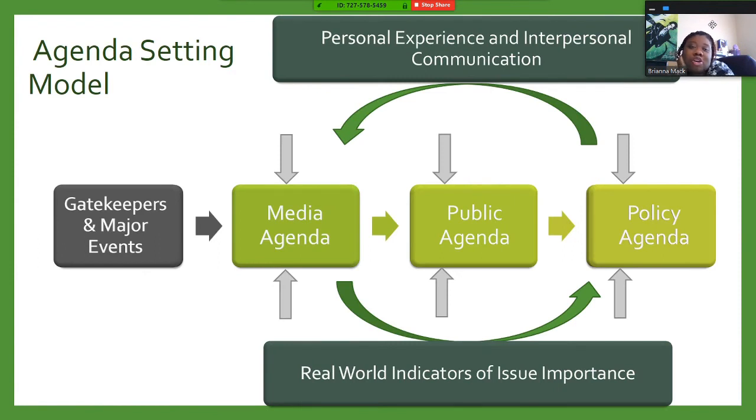And so, of course, recall this nasty graph from before spring break.